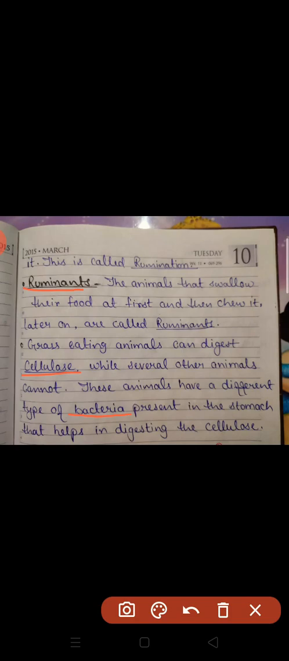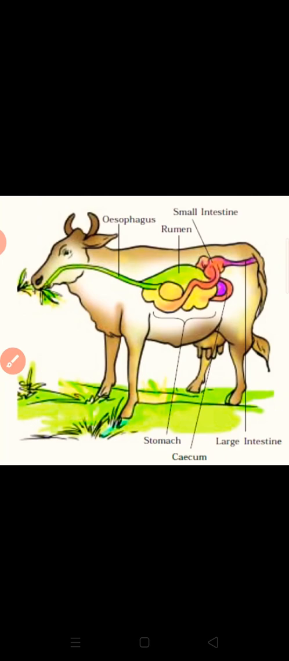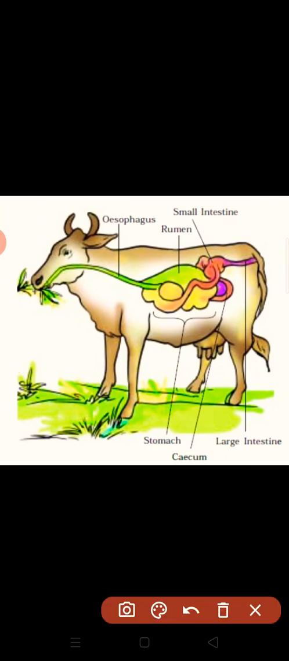All right, and here you can see in the structure also, the rumen is present between the esophagus and the small intestine. Here it is, the rumen. Here cud is stored. And you can see other parts also: esophagus, small intestine, stomach, cecum, and large intestine.